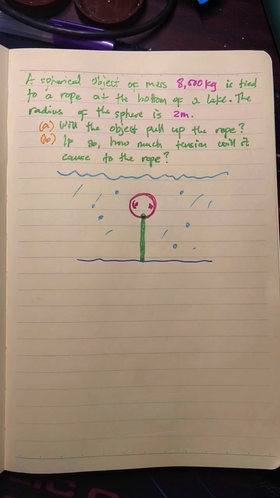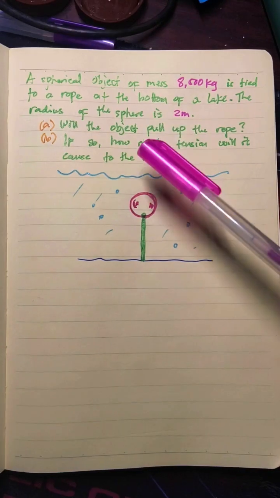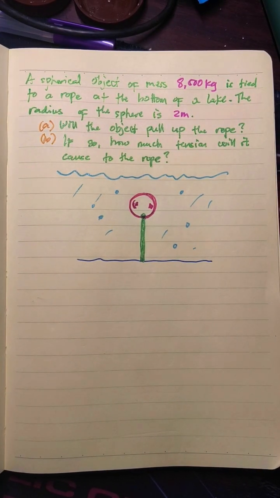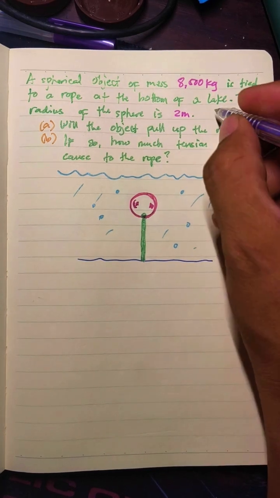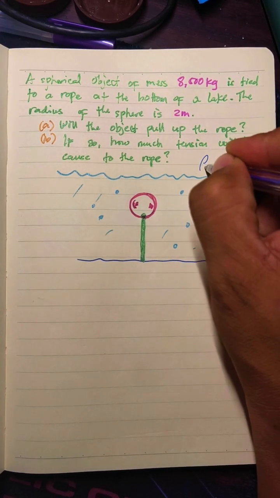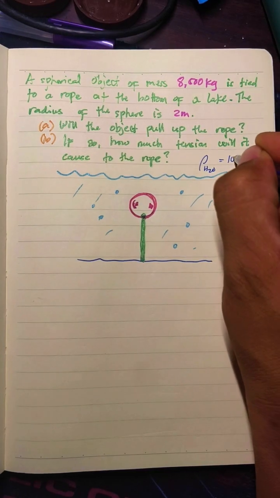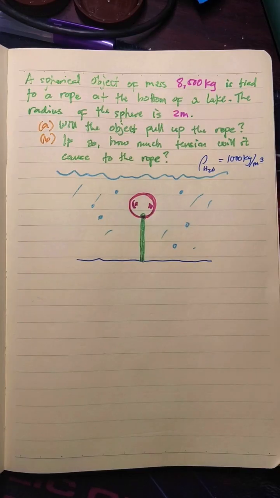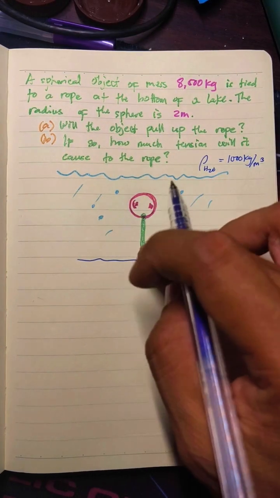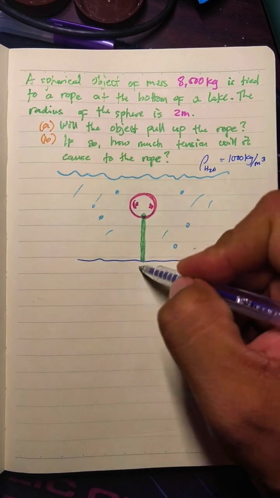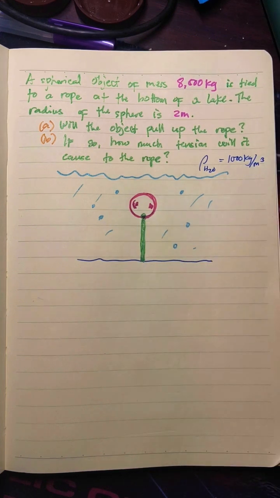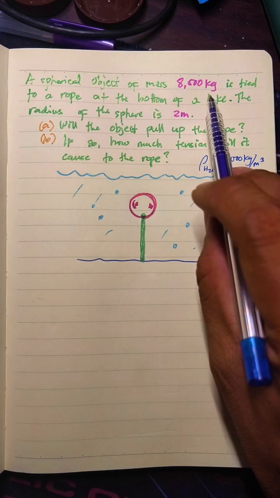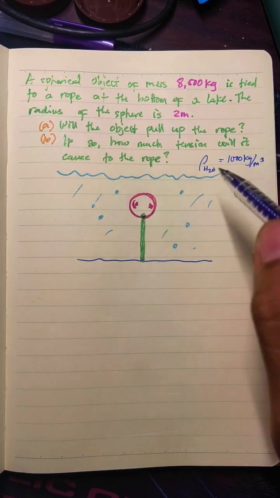So here we have a problem of a sphere which is tied to a rope at the bottom of a lake. And of course, let's assume that this lake is just pure water, so that the density is just the density of water, which is 1000 kilogram per cubic meter. So this is now the lake. It's submerged, tied to a rope. This is now the rope. It's quite thick, but let's assume that that's a rope. The mass of the sphere is 8,500, and the radius of the sphere is about 2 meters.